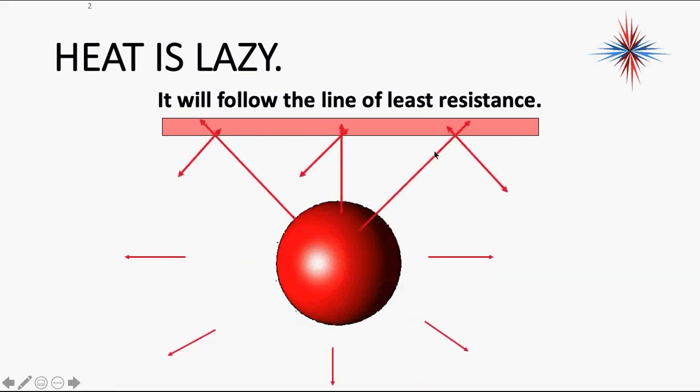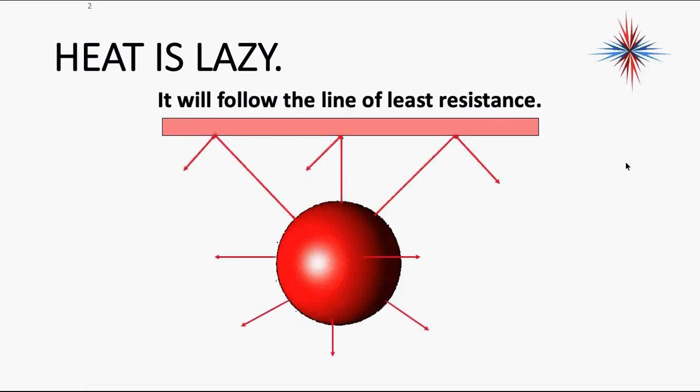So up here, this might be a wall or something. There's going to be a little bit of heat that migrates through the wall, but the majority of it is going to bounce off and go back into the atmosphere. Or if it's inside the house, it will bounce off and go back into the house. So again, heat is lazy, straight lines. It doesn't completely reflect from the insulation, but some will penetrate. So some is reflected.